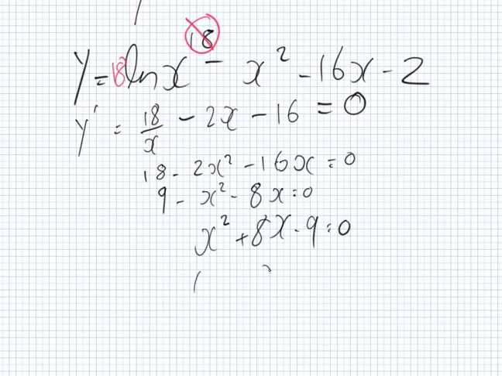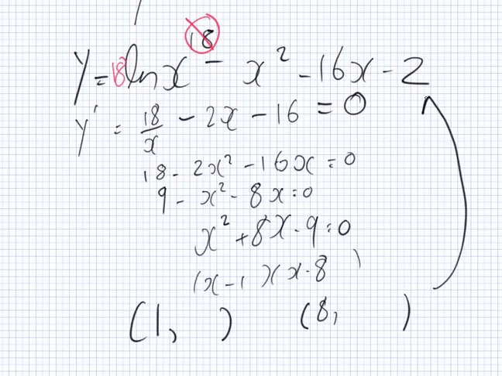So if I look at this, x minus 1, x minus 8. So we get x is 1, comma, then we have the y, and then we have x is 8, comma, and then we have the y. So if I put in 1, I get log 1, which is 0, minus 1 squared, minus 16 minus 3, so that's minus 19 here. And then can somebody put in the 8, please?